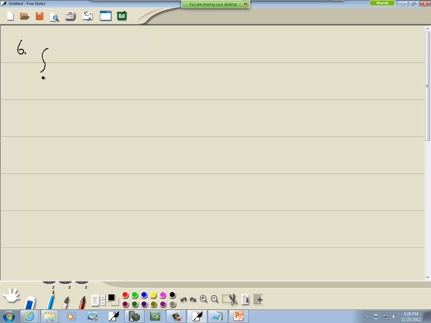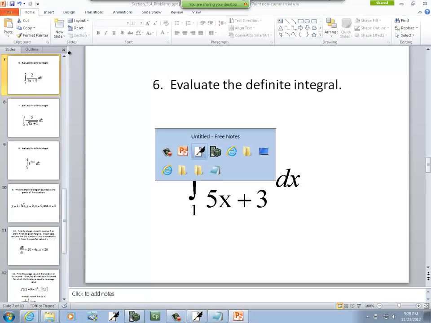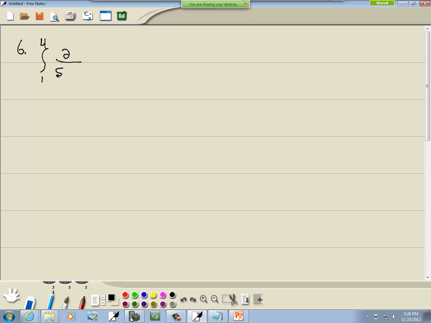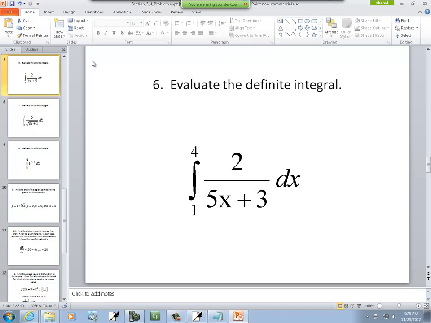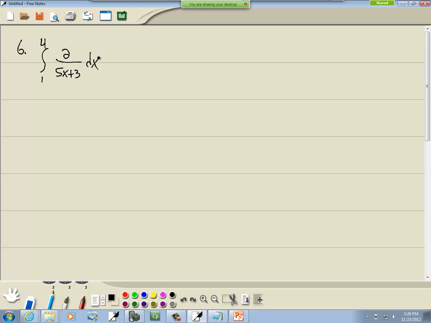The integral from 1 to 4 of 2 over 5x plus 3 dx. Now remember, for our u substitution, we have 4 possibilities. You got parentheses to a power, and if you do, you let u equal what's inside of the parentheses. You got a radical. If you do, then you let u equal what's underneath the radical. You got e to a power, and if you got e to a power, you let u equal the power. Or if you got just a fraction, you can let u equal the denominator. That's what we'll do here.